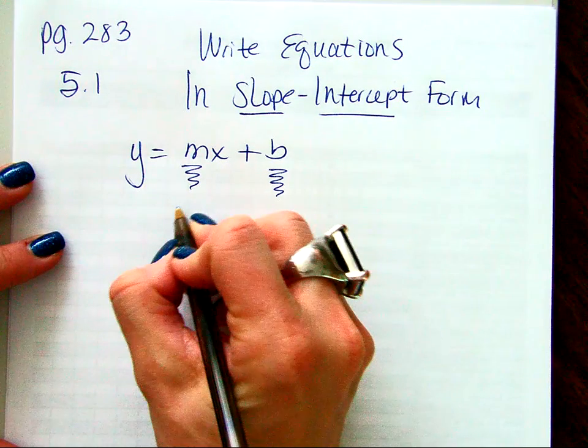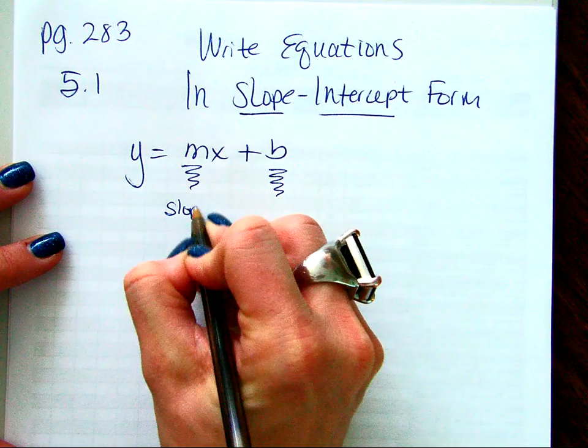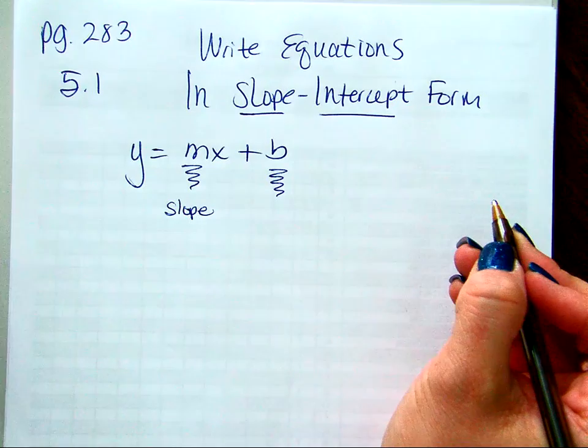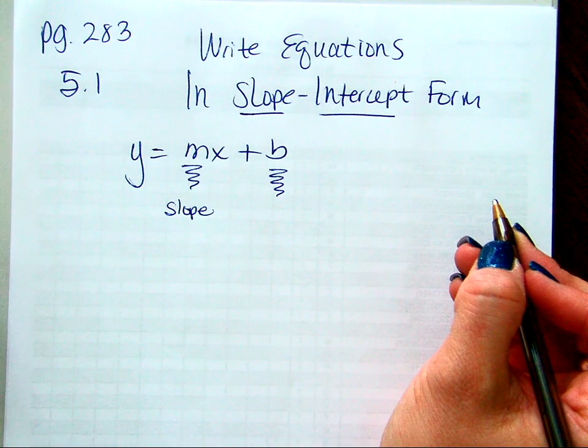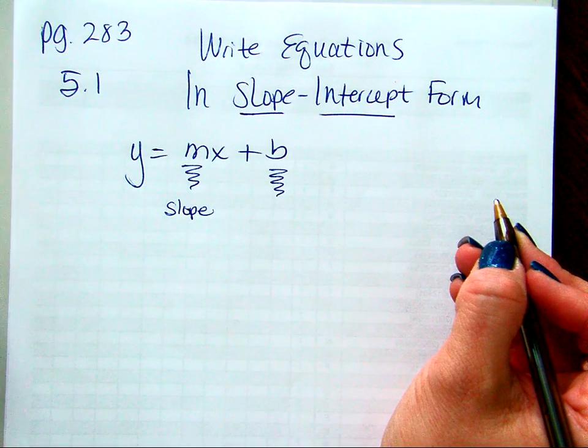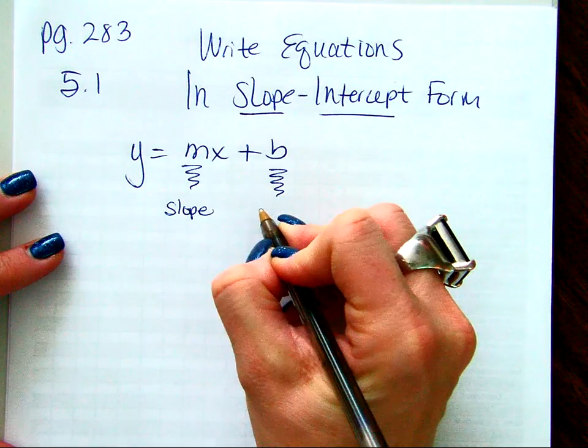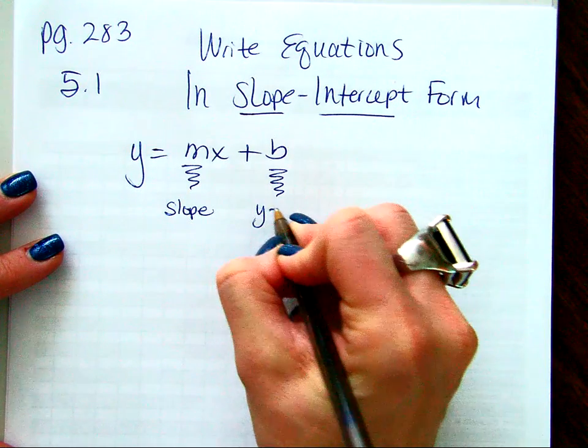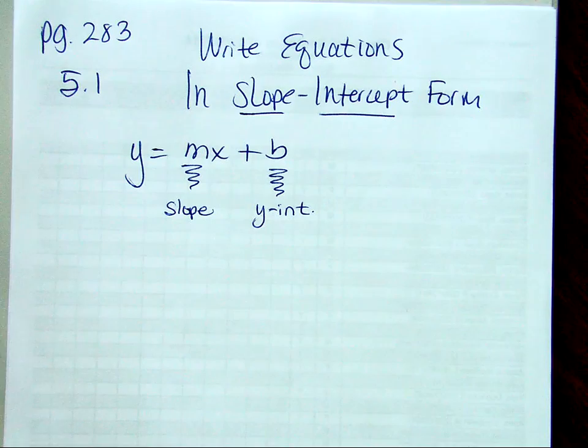So you know that m stands for slope. Does anybody remember why they use m? The French word monter, M-O-N-T-E-R, means to rise or to climb. So slope is m, y-intercept is b, okay? Not sure why. I'm sure there's something similar like that.